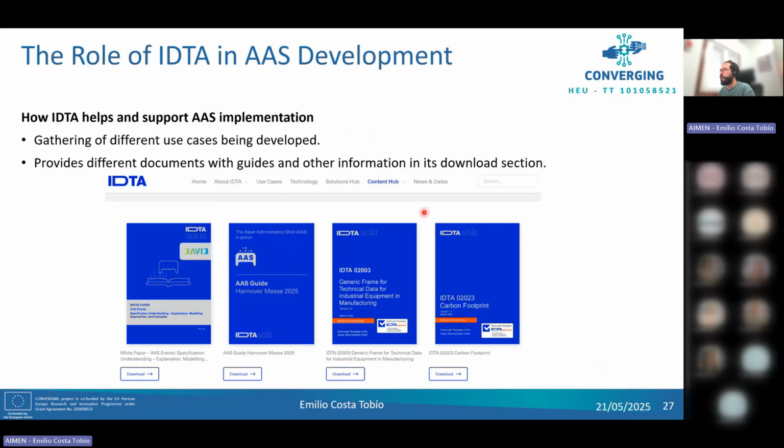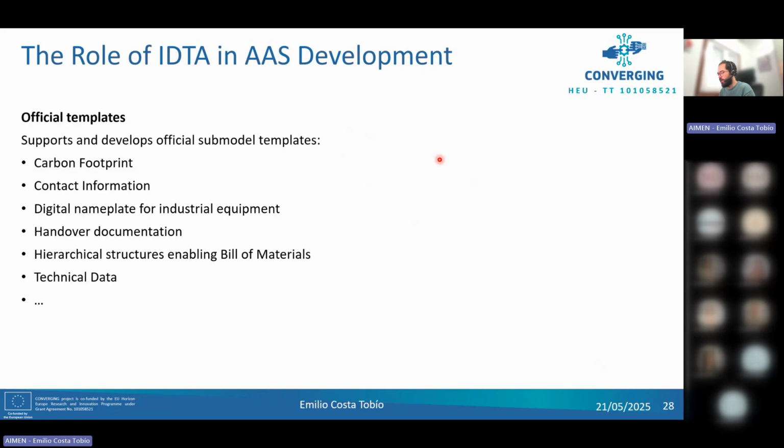In this platform, you would find a lot of different documents. Besides the specifications, you could also find white papers like the events one that I just mentioned. You would also find guides and different use cases that have been used for the asset administration shell, and you could download all those types of documents. And I don't know if the most important thing, but one of the most important things that they provide are the templates that we need to use to model our asset administration shell. Here I put just a few examples, but there's one for carbon footprint, also digital nameplate, documentation, etc. There are a lot of them.